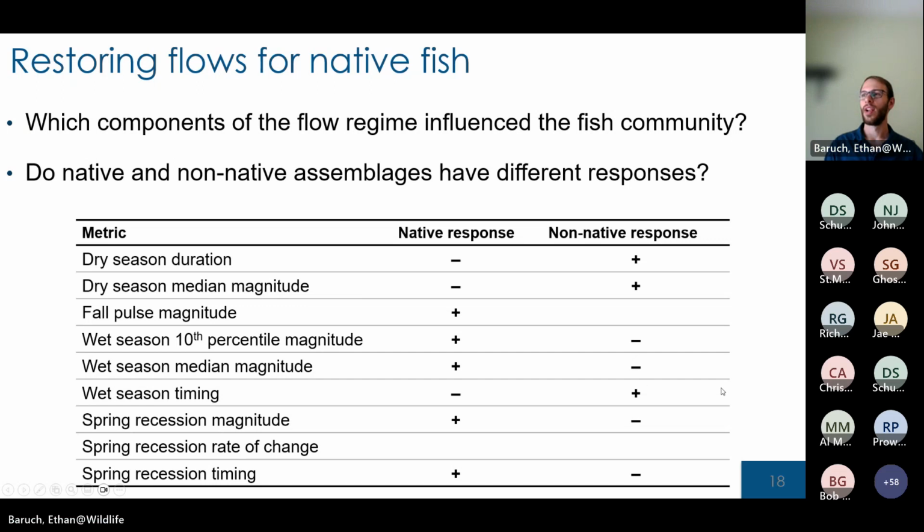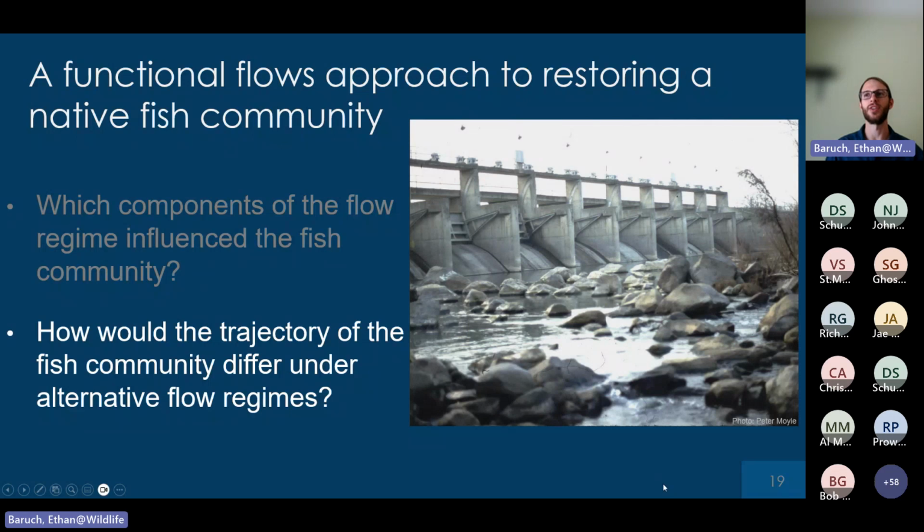So this is one component of these results, but that's really showing just that the fish community was associated with these different flow metrics and how increasing or decreasing metrics might influence them. But we could look a little bit further at how the trajectory of this fish community could change as we alter hypothetical flow regimes.